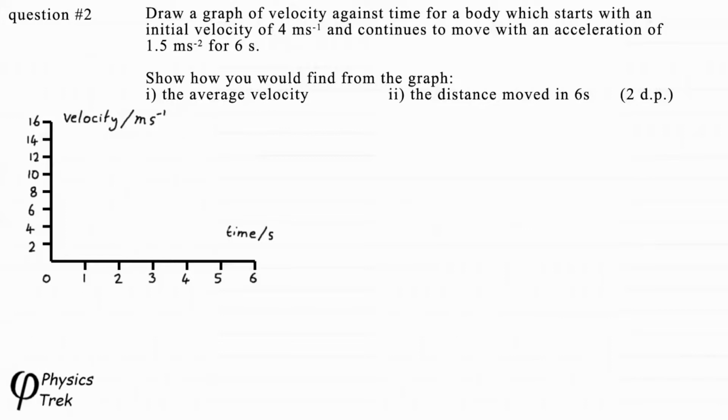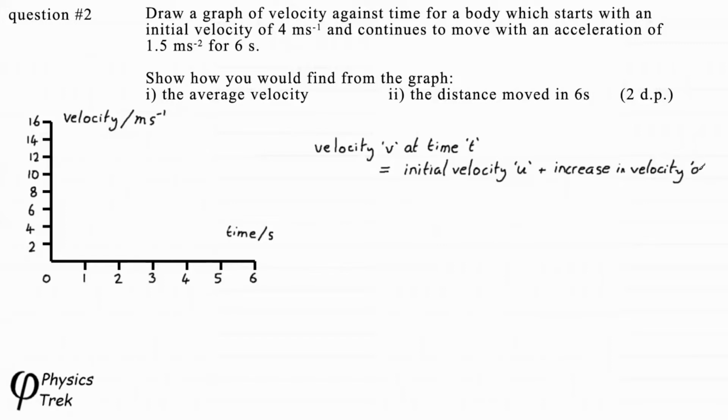A word equation describes what's going on. Velocity v at time t equals the initial velocity u plus the increase in velocity at. Or just in symbols, v equals u plus at. So let's work out the velocity at t equals 3 seconds.